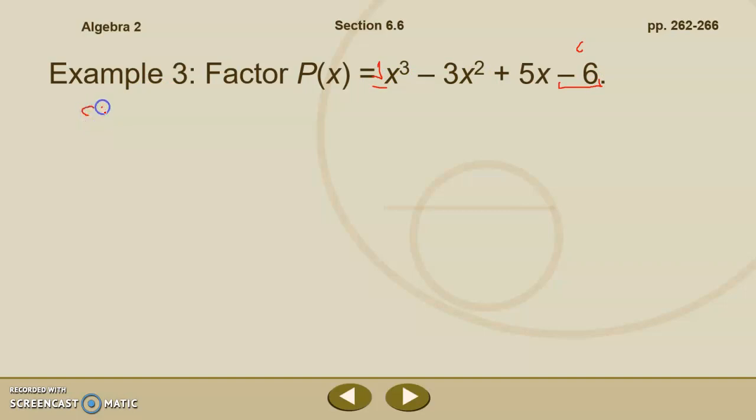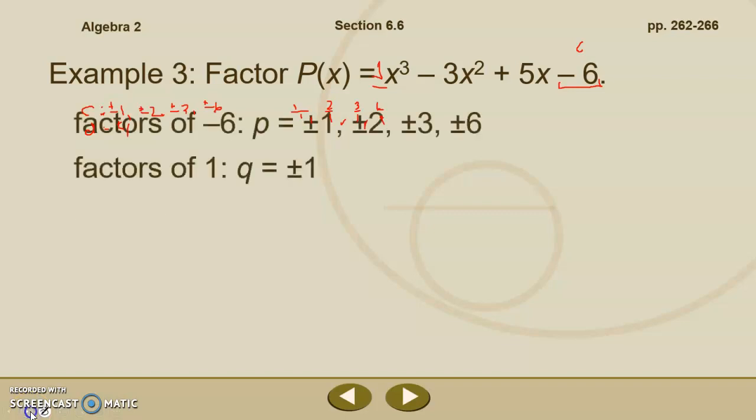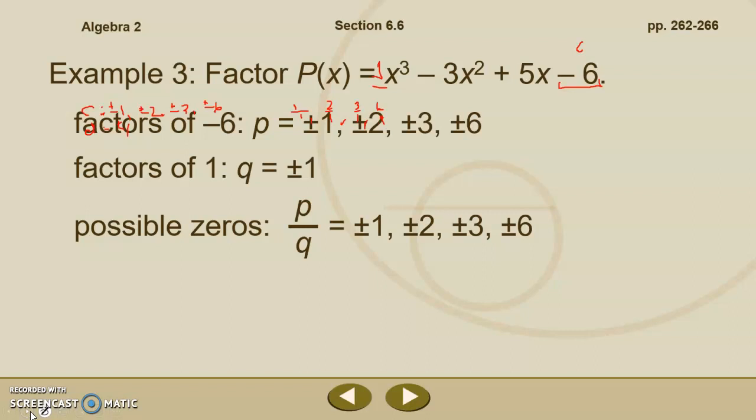In order to find all the possible roots, we're going to list the factors of c. So the factors of negative 6 are plus or minus 1, plus or minus 2, plus or minus 3, and plus or minus 6. And the factors of d are just plus or minus 1. So all of our possible roots are plus or minus 1 over 1, plus or minus 2 over 1, plus or minus 3 over 1, and plus or minus 6 over 1. So these are our 4 possible rational roots listed out there for you. So those are our possible zeros. So when we're trying to test what our zeros are, we really just have to do this and then pick one until we find one that works.